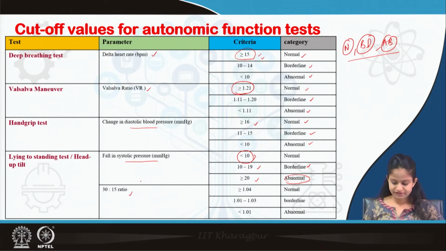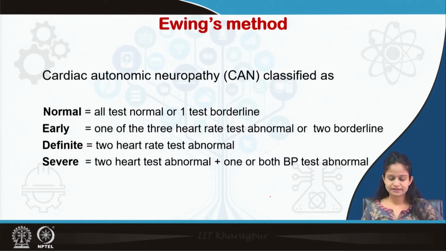And the 30:15 ratio, again 1.04 is the cutoff value. More than or equal to 1.04 is normal, 1.01 to 1.03 is borderline, and less than 1.01 is abnormal. So, based on this category and criteria, we usually classify whether the person is having normal, borderline or abnormal autonomic dysfunctions.